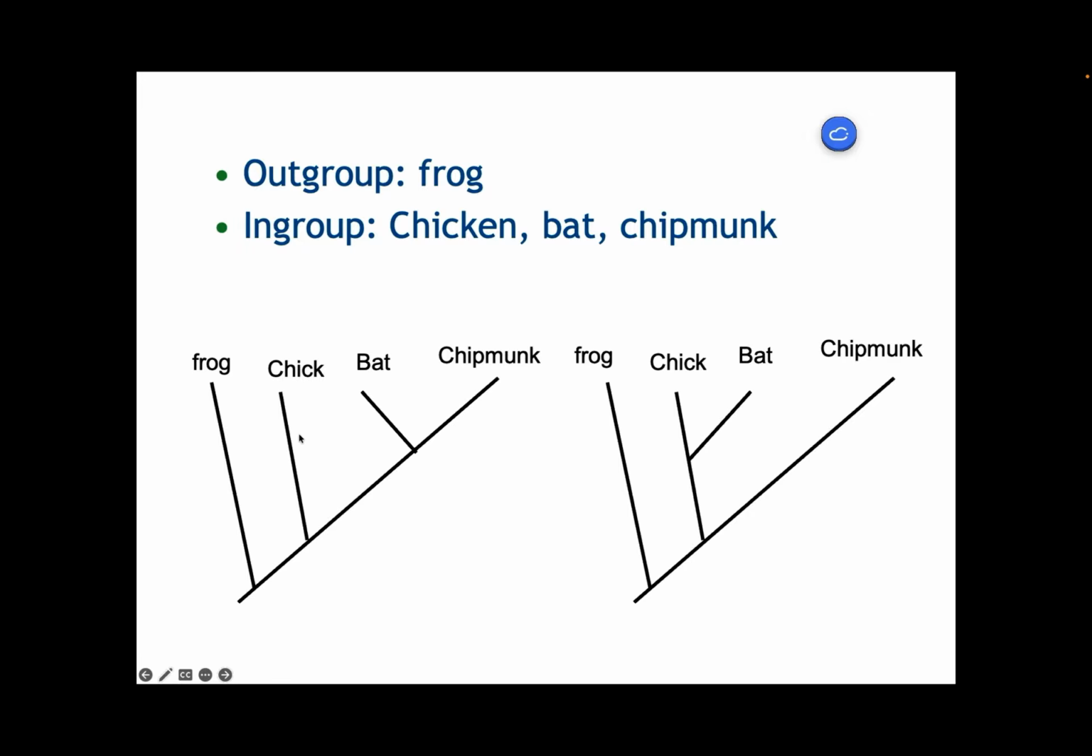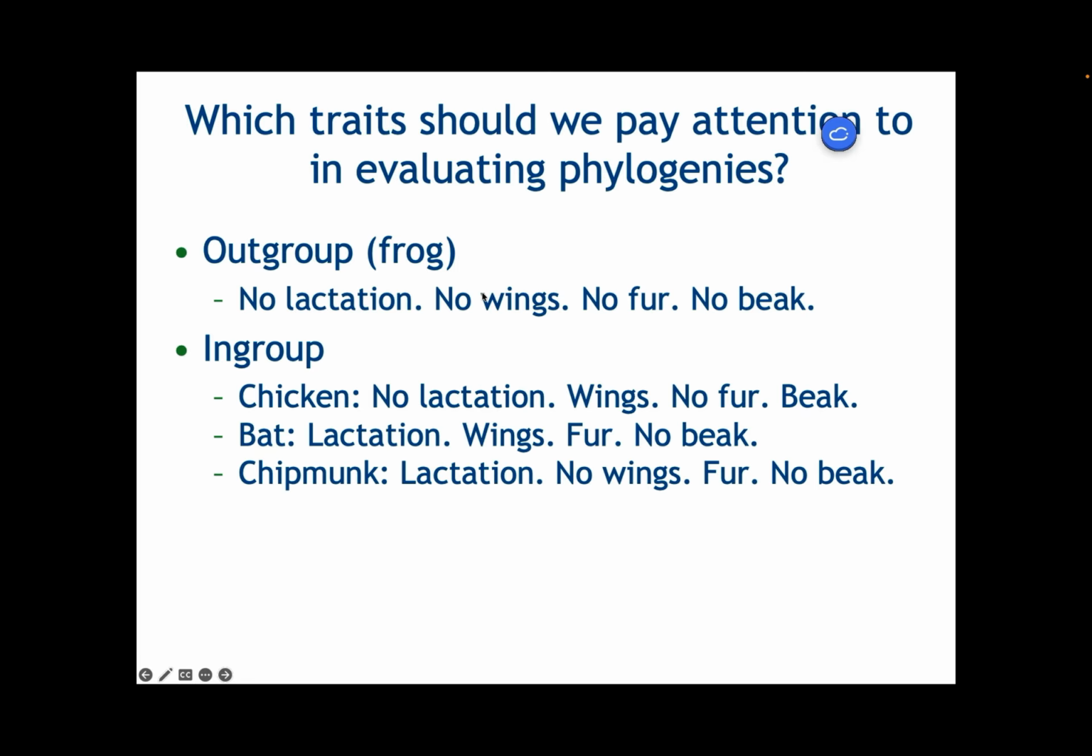But which of these trees is more likely to be correct? Which of these trees requires fewer evolutionary changes? And so remember that according to the principle of cladistics, we're not going to just pay attention to any old similarity between these species. We want to be paying attention to synapomorphies, to traits that are shared and derived.